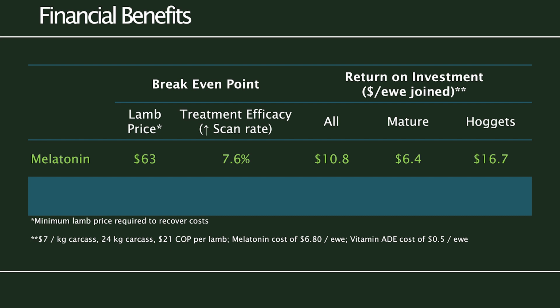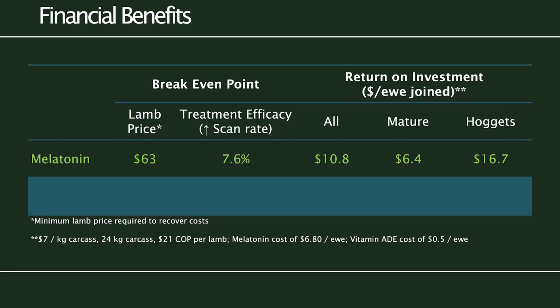Again, these figures were calculated based on $7 per kilo carcass price, 24 kilo carcass, and a $21 cost of production, with the cost of treatments removed for the return on investment. So you can see here that the break-even price for lamb is $63. Treatment efficacy has to be 7.6% and above, which we achieved across even mature ewes. And return on investment is $11 per ewe joined for all ewes, $6.40 for mature ewes, and up close to $17 for hoggets.